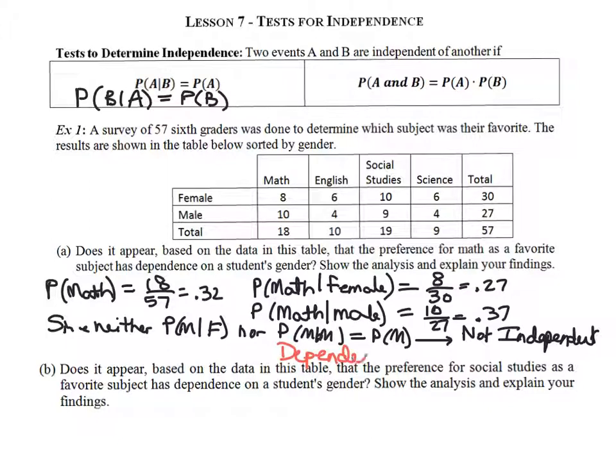Whether a student chooses math as their favorite subject according to this table seems to be dependent on whether I'm talking to male students or female students. So it seems as though math is dependent on gender. I'm going to even write that. Math, according to this table, is dependent on gender.